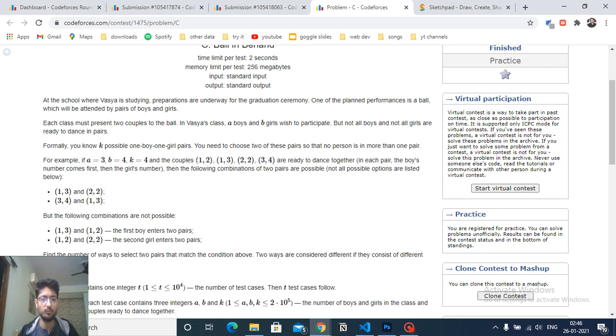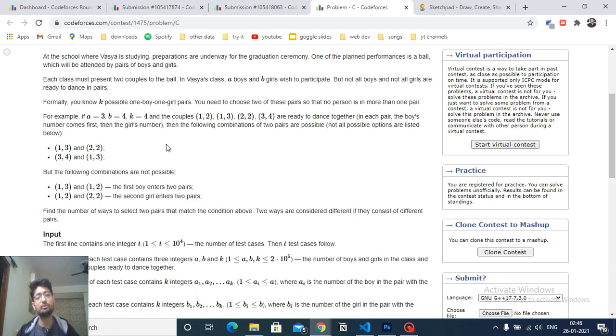As you can see, the first boy and the second girl can dance, the first boy and third girl can dance, and so on. Now you have to choose 2 pairs, each a pair of boy and girl, such that the same boy or the same girl does not appear in the other pair also.